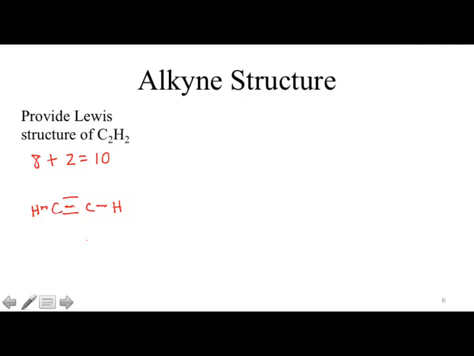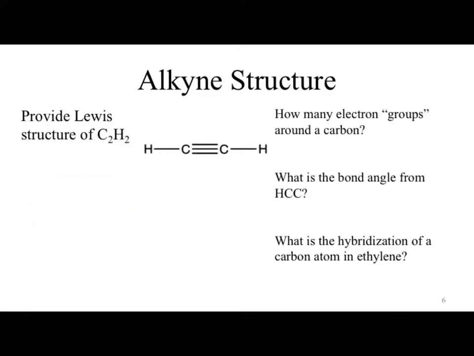Okay? So now what we want to do is evaluate what's happening with that structure. What does that mean about bond angles and all that fun stuff? Okay? So if we've got our Lewis structure, how many electron groups are around an individual carbon? We've got 2 electron groups, which means what about our geometry? We're looking at linear, which is the question I actually wrote up there, 180 degrees for our bond angle.